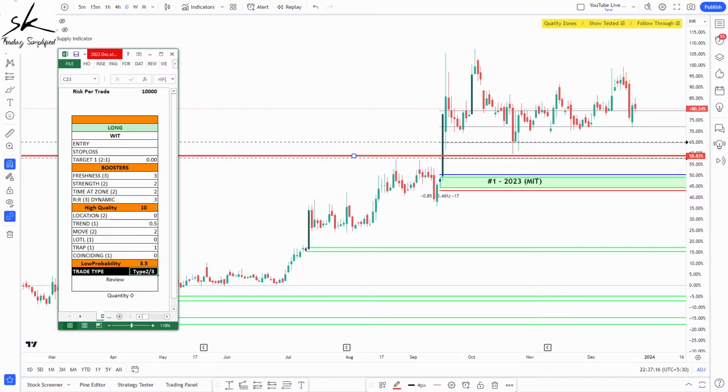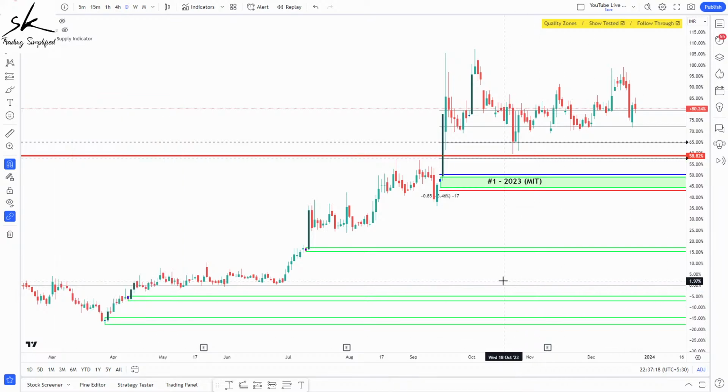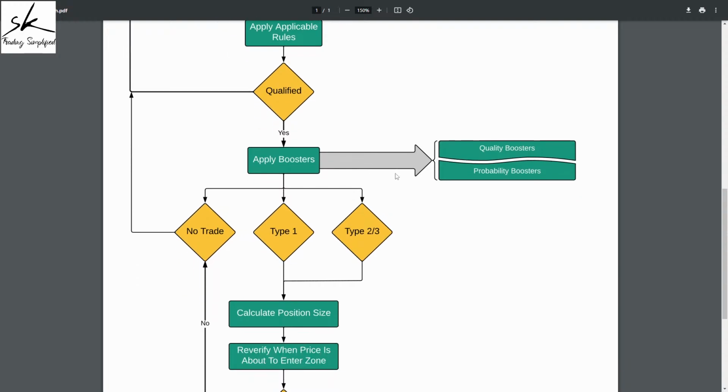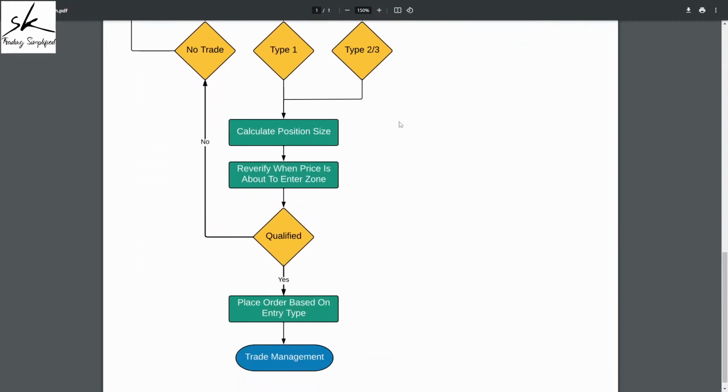So after doing the analysis, we got to know that this should be taken as a type 2, type 3 trade. That is what we got to know from our boosters. Now, what do we do next?